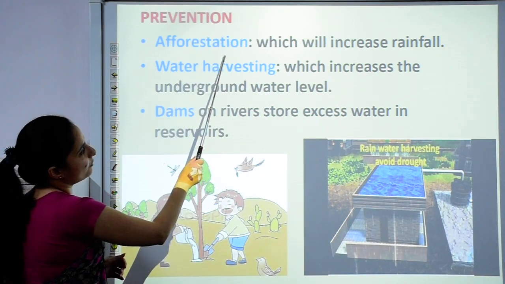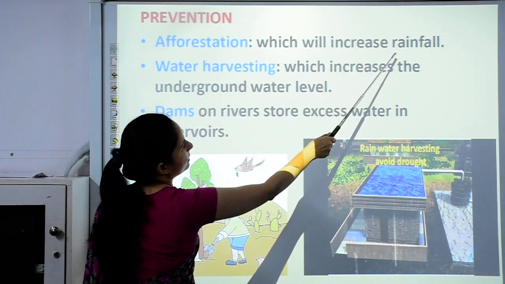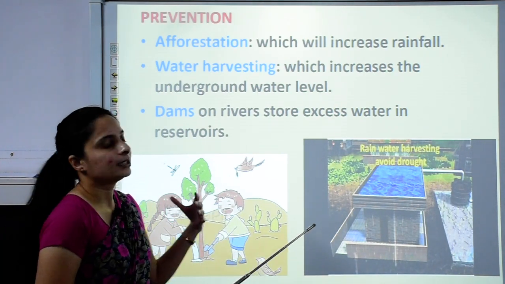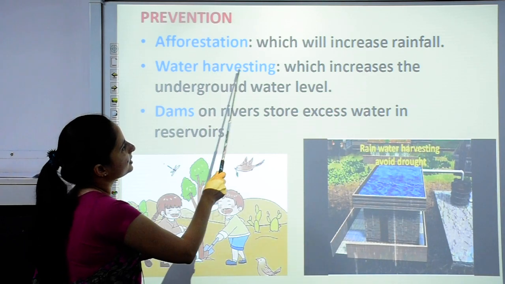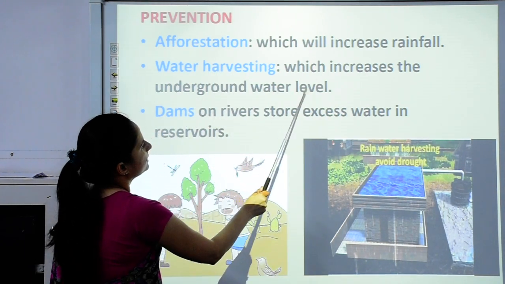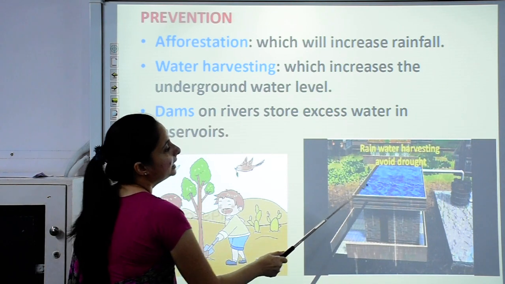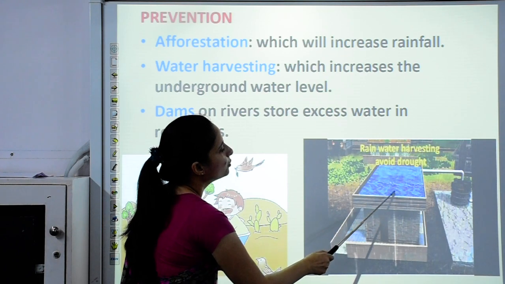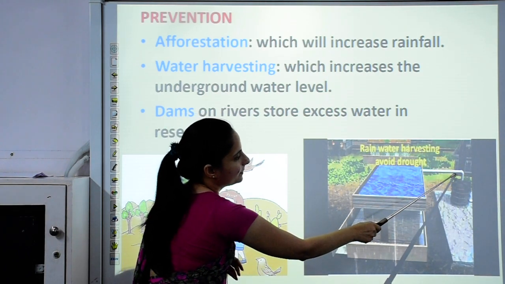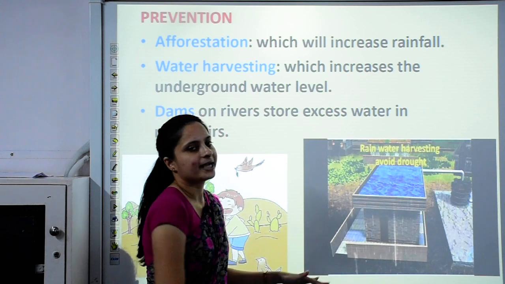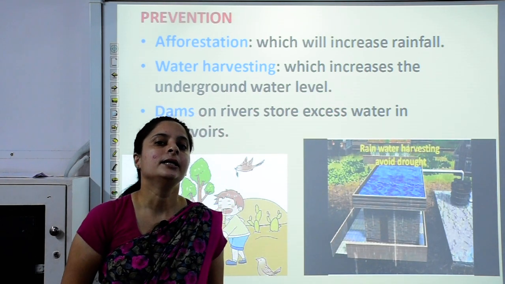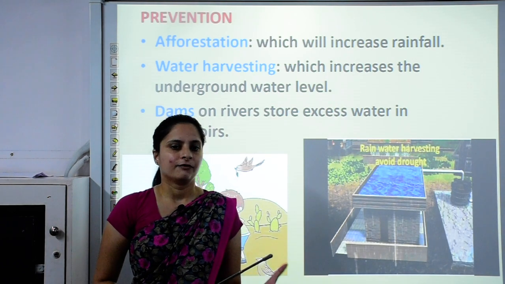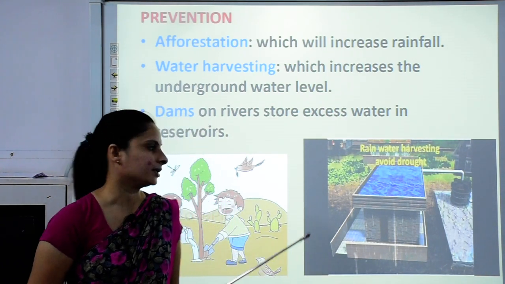Now prevention: afforestation, which will increase rainfall. As you all know that planting more and more trees will result in increase of rainfall. Water harvesting, which increases the underground water level. As you can see in the picture over here, instead of letting the rainwater run off like that, we can collect it on a roof-like surface, and through a pipe it can be collected in a tank or by digging a deep pit in the ground or in the reservoirs. Reservoirs are nothing but artificial lakes which can be used as a supply of water.